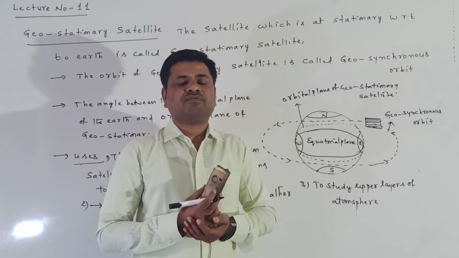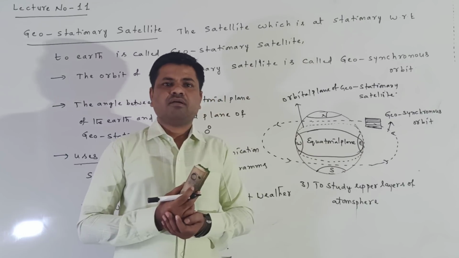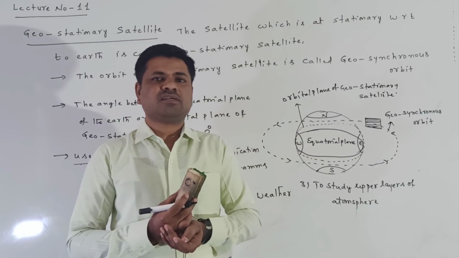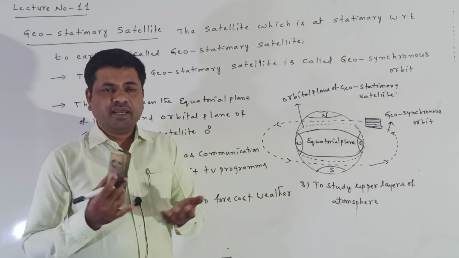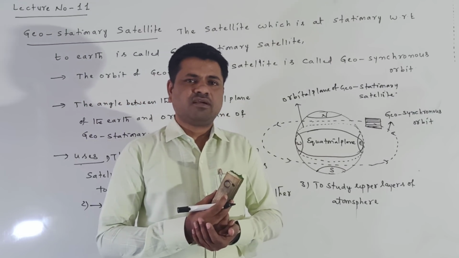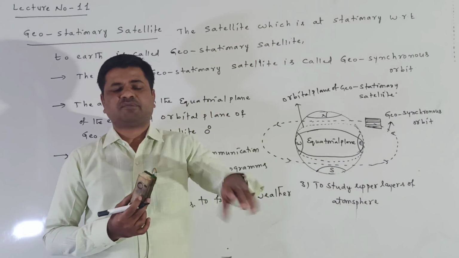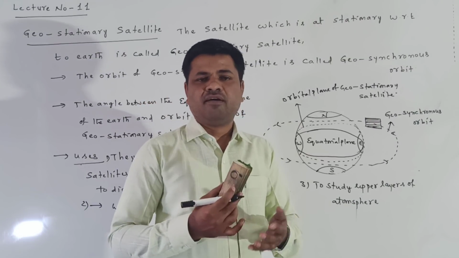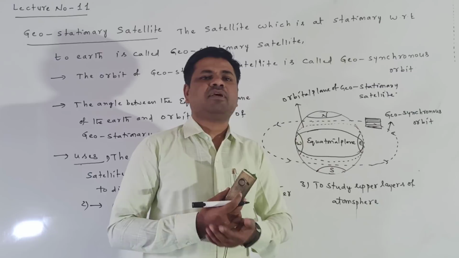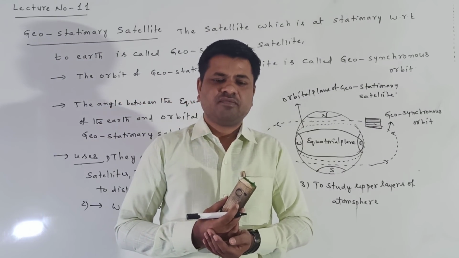The time period of a geostationary satellite is considered as 24 hours. Why consider 24 hours? Because it is the time period of rotation of Earth. It appears to be at rest with respect to Earth, so whatever the time period of Earth's rotation is, the geostationary satellite has the same time period.